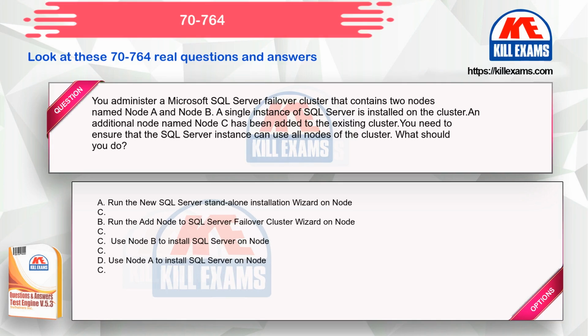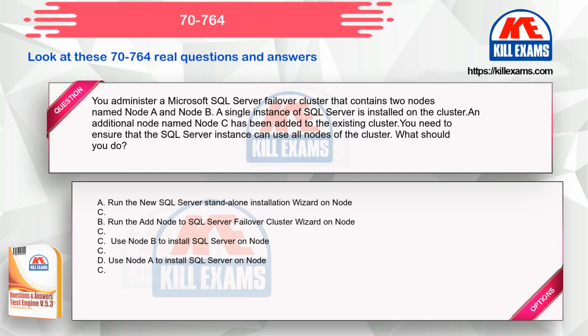Question: You administer a Microsoft SQL Server failover cluster that contains two nodes named Node A and Node B. A single instance of SQL Server is installed on the cluster. An additional node named Node C has been added to the existing cluster. You need to ensure that the SQL Server instance can use all nodes of the cluster. What should you do?